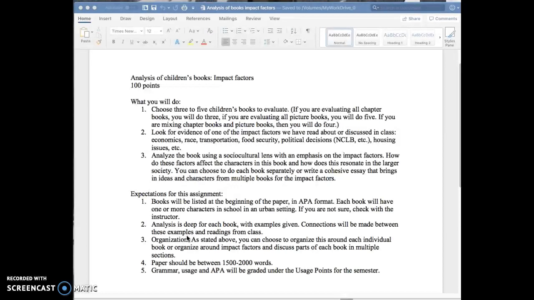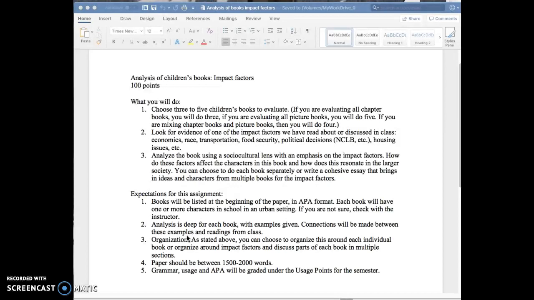Okay, so the expectations are that you would list the books at the beginning of the paper in APA format. And we will go over in class how to do APA for books, but I do expect you to do this correctly and pay attention to the use of APA. The books that you choose have to have one or more characters in school in an urban setting. And again, if this is not something that you're sure about, check with the instructor to make sure that you're meeting these guidelines.